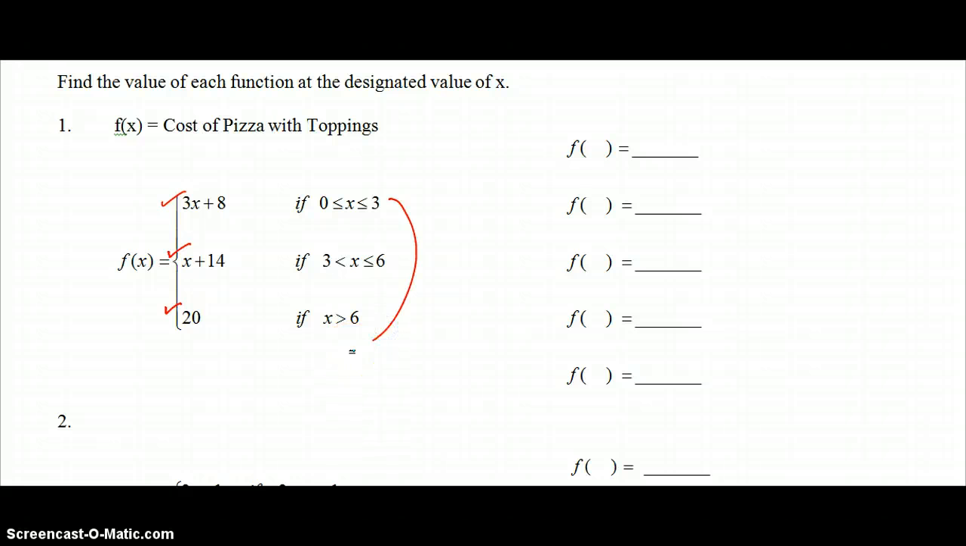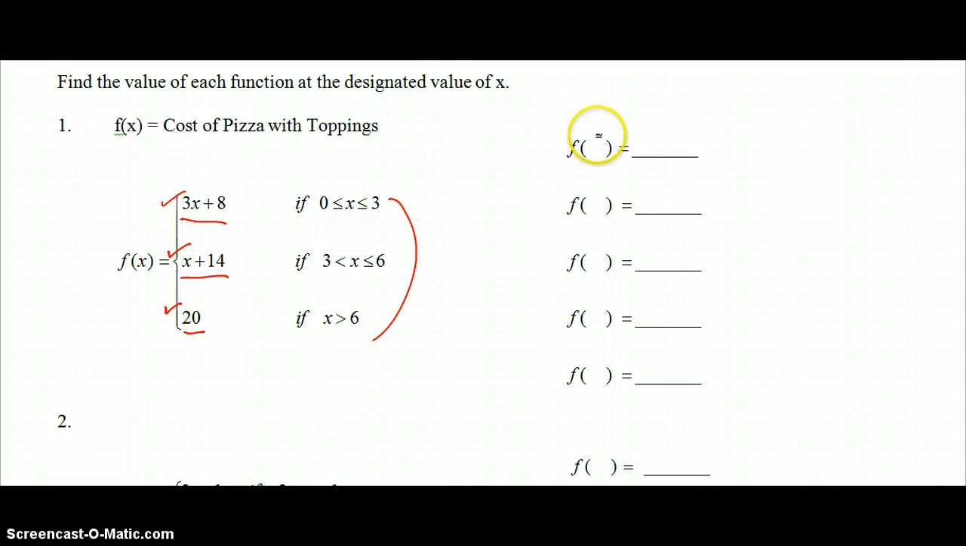This part tells you the domain, or the places on the graph where each one of your individual pieces of the graph takes place. For example, our first piece, 3x plus 8, takes place on the graph between 0 and 3. Our second part, x plus 14, takes place between 3 and 6. And f of x equals 20 takes place when x is greater than 6.